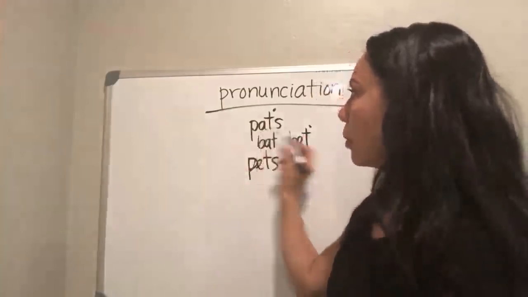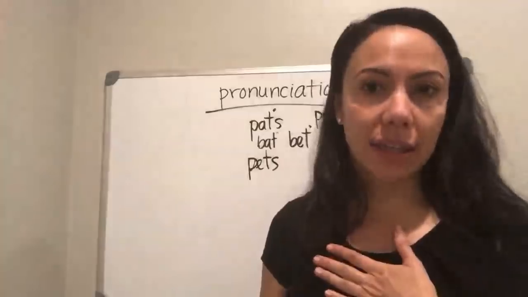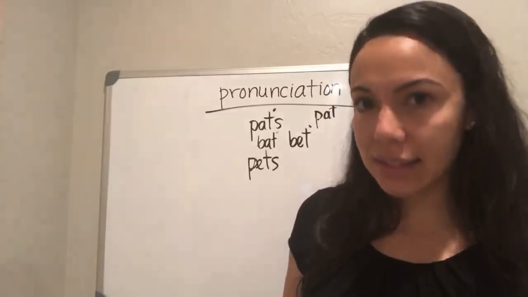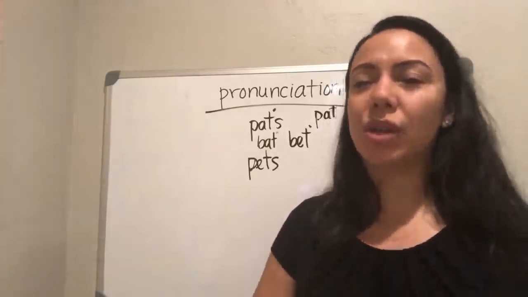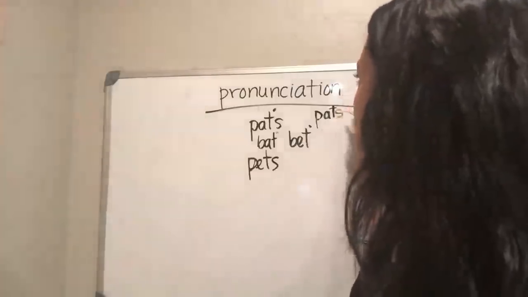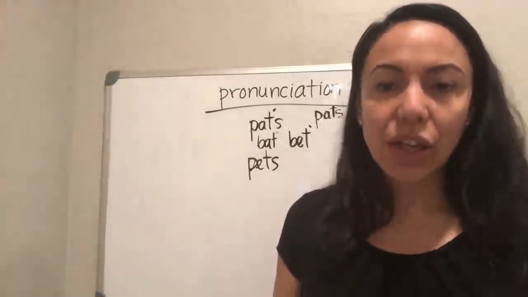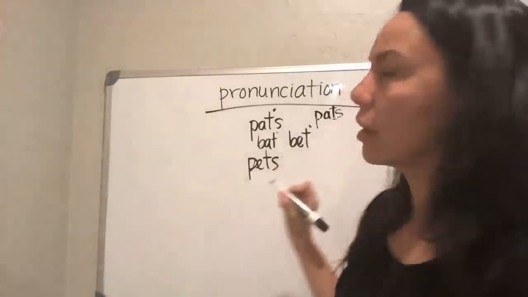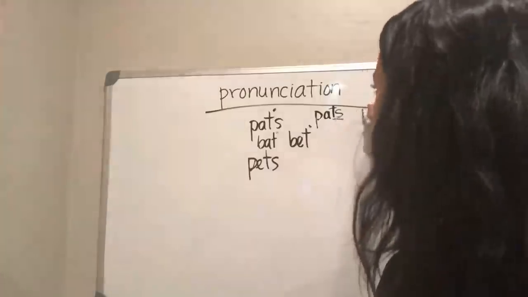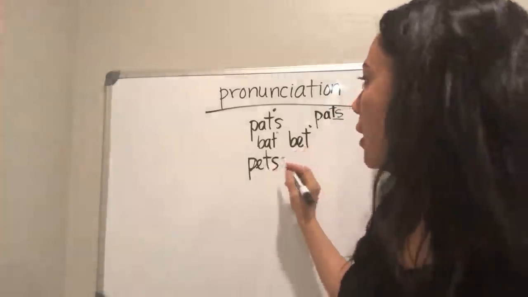So I'll take the word pat, okay? So as a native American, I'll say it like this, pat. I don't say pat-t, okay? We don't say these, we say pat. Pats, okay, we don't really say pats with a hard T, we say pats. So you don't really hear the T in there. It's kind of like a TS sound, a blend, pats, okay?